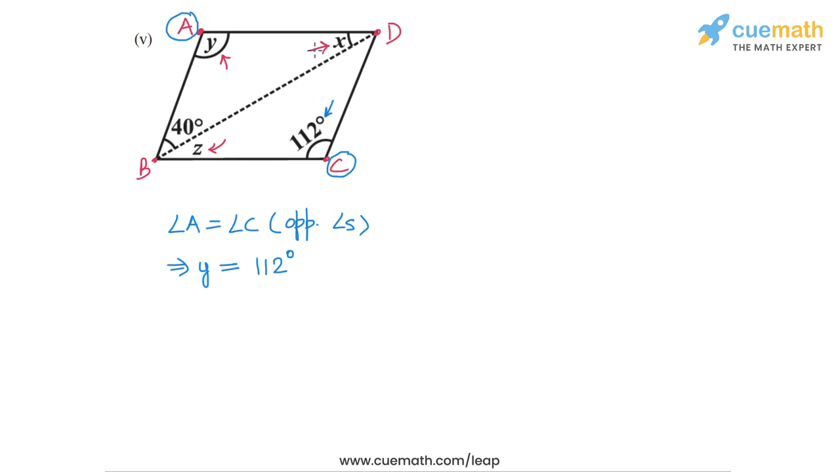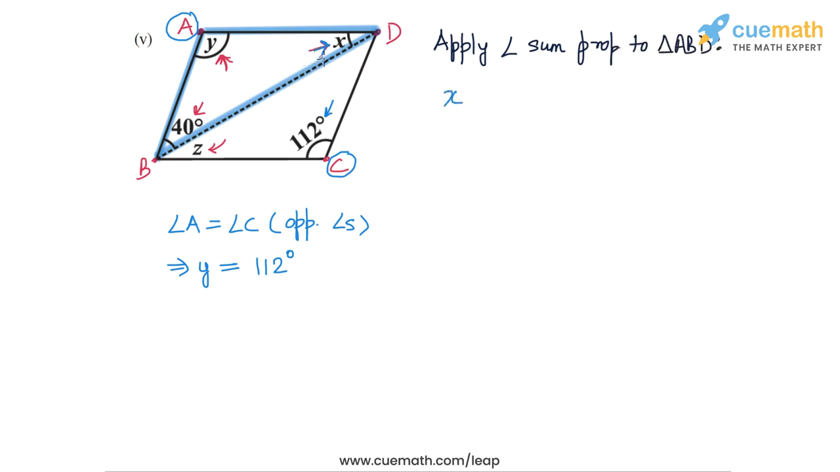Now to find X, the angle ADB, we can apply the angle sum property in triangle ABD. So let me highlight this triangle for you. Triangle ABD, if you observe this triangle, we have the values of two of the angles. We have 40 degrees and we have calculated Y. So X will be easy to find. So let's apply the angle sum property to triangle ABD.